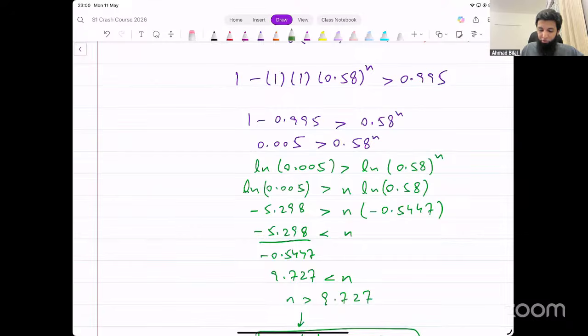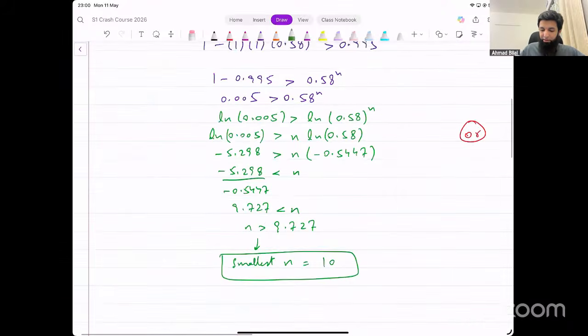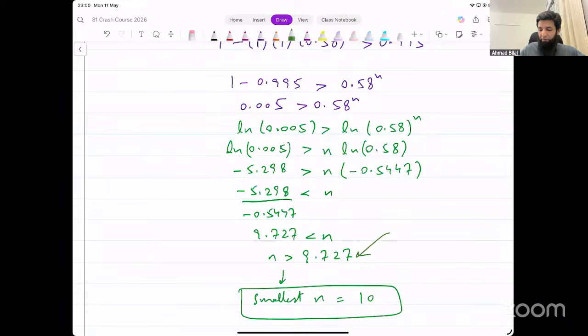What you should do instead is first evaluate this number on your calculator, and that will clearly show you it's negative. So when you divide it to the other side, make sure to flip the inequality sign. That gives you n greater than this. So the smallest possible value of n, since n is supposed to be an integer, turns out to be 10 in this case. Okay.